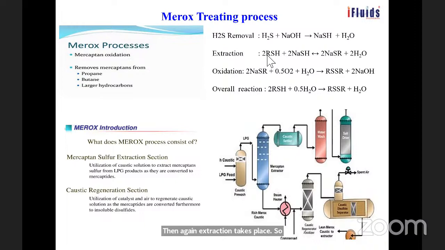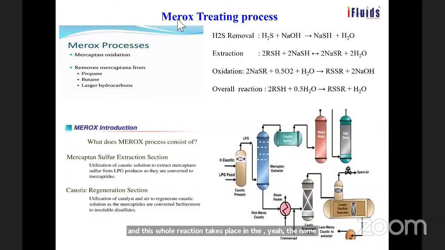So R is any hydrocarbon compound. SH is that radical, so in that S is the sulfur. Here again this reaction takes place: 2RSH plus 2NaSH becomes 2 sodium, of course, sulfur and the R plus 2H2O. Because in this reaction more water is formed, sodium hydroxide becomes diluted. And this whole reaction takes place in the presence of Merox catalyst.